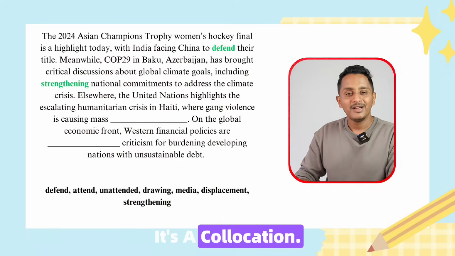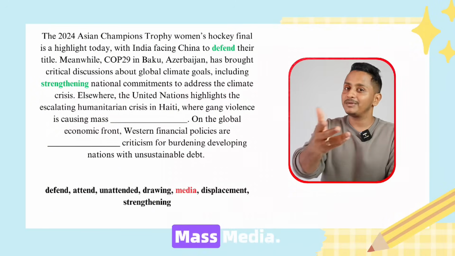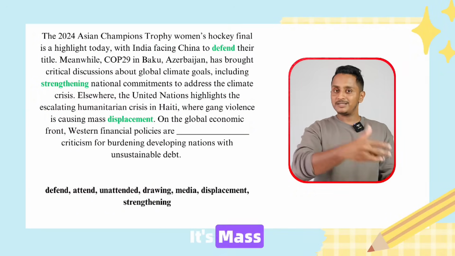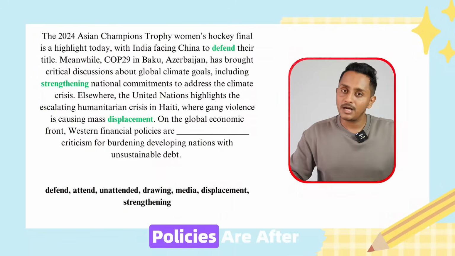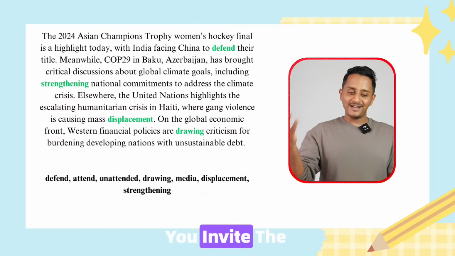It's a collocation. The next one is where gang violence is causing mass. People end up writing mass media. No, it's mass displacement. If there is violence, people would move to another place. It's mass displacement. On the global economic front, Western financial policies are, after R, ING probably will come, drawing the criticism. You invite the criticism.